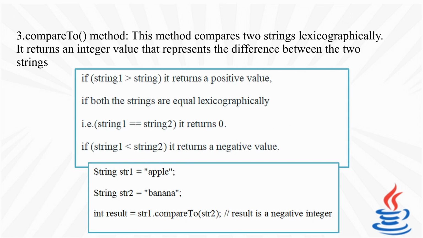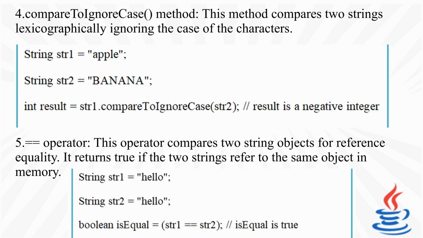Next is compare to method. This method compares two strings lexicographically. It returns an integer value that represents the difference between the two strings. If the first string is greater than the second string, it returns a positive value. If the first string is less than the second string, it returns a negative value. If the two strings are equal, it returns 0. Next is compare to ignore case method. This method compares two strings lexicographically, ignoring the case of the characters.